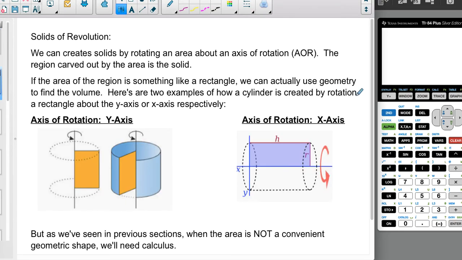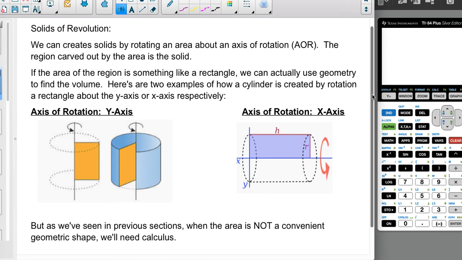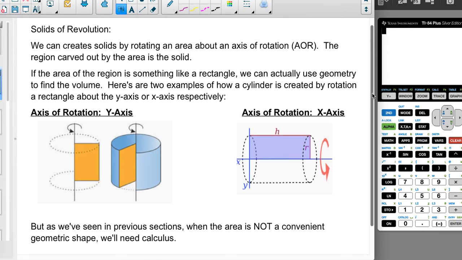So let's talk a little bit about what solids of revolution are, because I think that's going to shape moving forward. Essentially, we can create solids by rotating a defined area about an axis of rotation, which I will frequently abbreviate AOR just for our sanity, right? So the region carved out creates a solid. If the area of the region is something like a rectangle, we can actually just use basic geometry to find the volume.